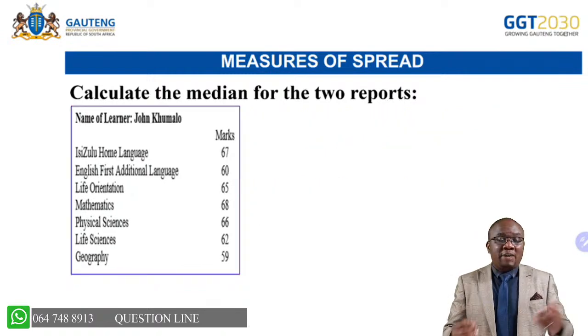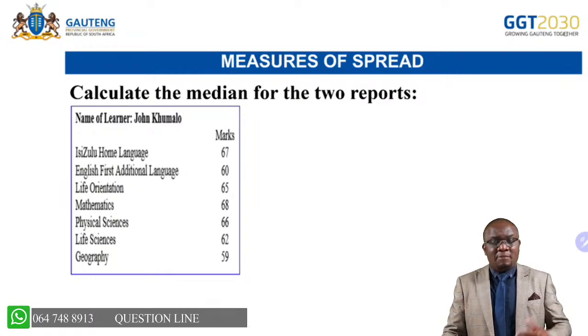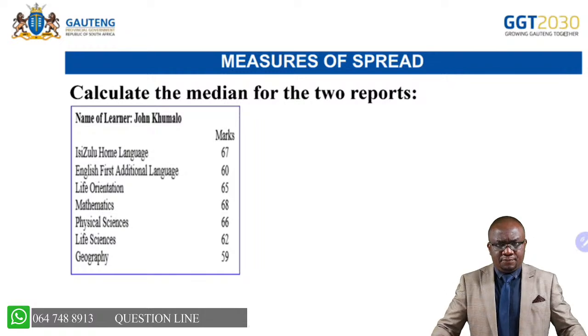Okay, I want you to find the median for John now. Let's do everything. Don't make a mistake now. If you made a mistake in the previous one, everything must be correct now. Let's try that. I'm going to give you 2 minutes.